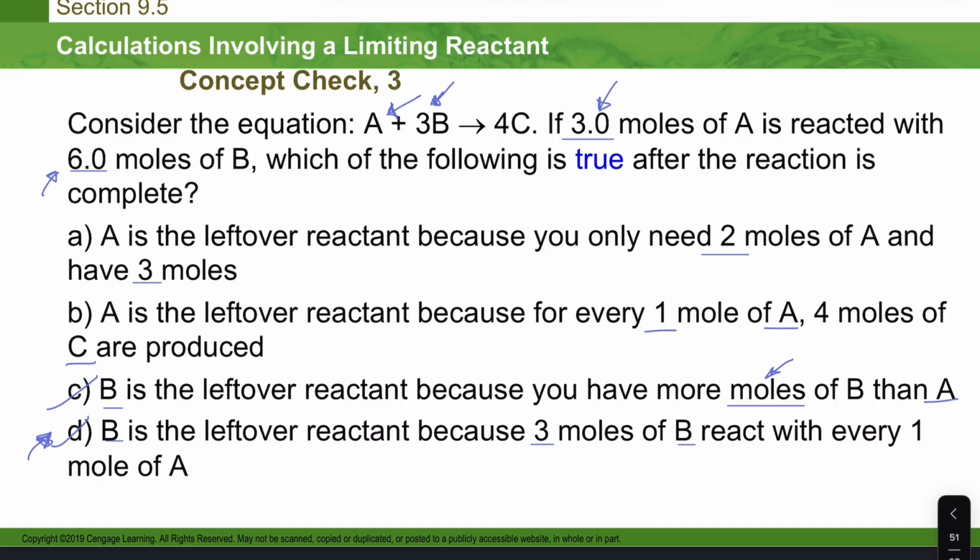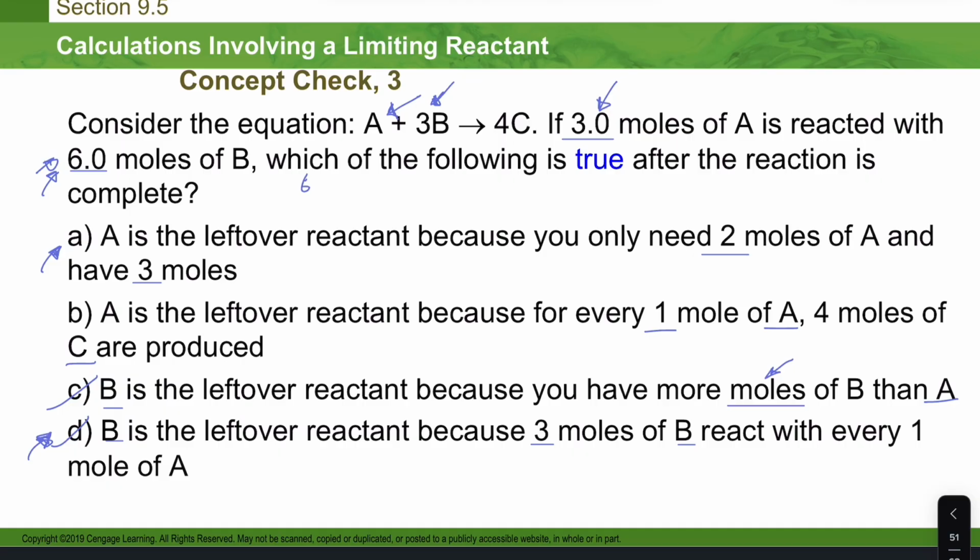A is the leftover reactant because I only need 2 moles of A and I have 3 moles. That is probably the closest because I do only need 2 moles in this reaction, since I have 6 moles of B, which would mean that I need 2. So let's do the math behind that real quick.